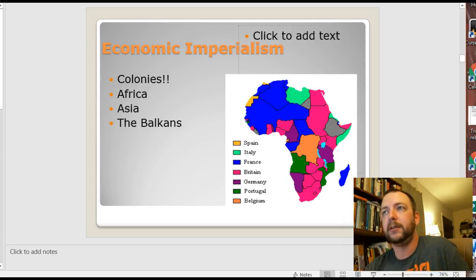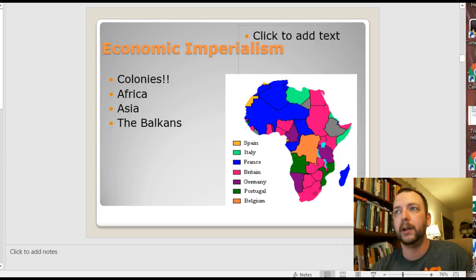This happens in Asia too, wherein Europeans take over areas in Asia that they exploit for their economic benefits. The Balkans is also, this is southeastern Europe. Think of where modern day Bulgaria is and Greece, and that region down there, that's the Balkans. So there are spheres of influence down towards the Balkans too. So this is another of these major causes of World War I.